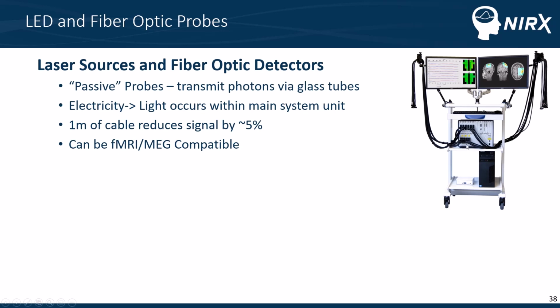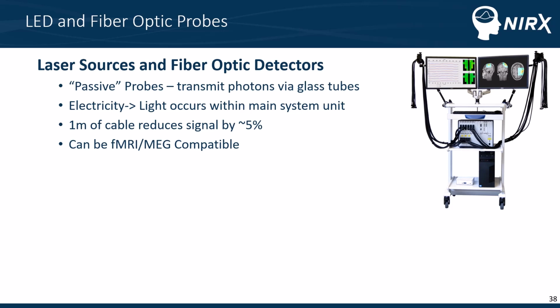Over here we've got our NIRScout system. The system itself is where the conversion from electricity to light is happening. And the probes coming off here are thick fiber optic probes, and they're passive. One thing to note is that for every meter of cable, it reduces the signal by 5%, so there is an attenuation consideration with the length of the probes.